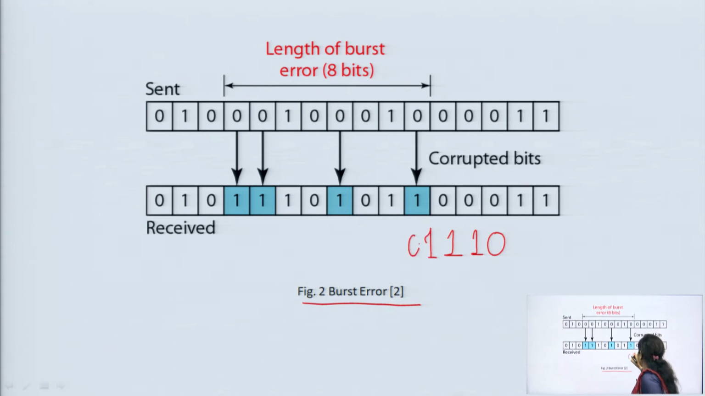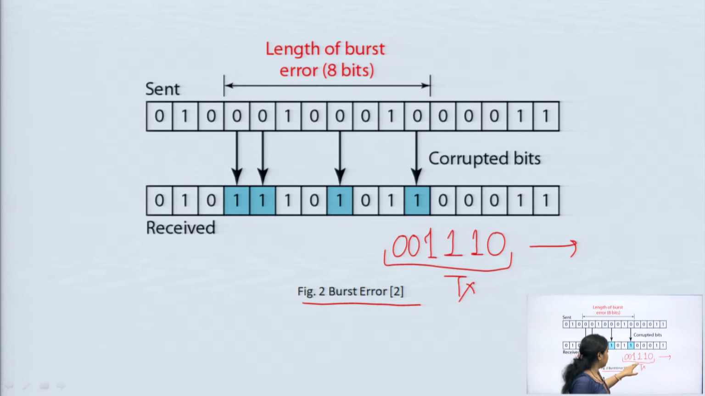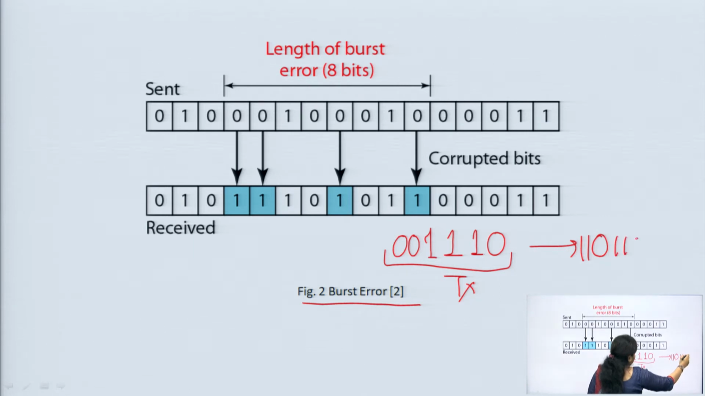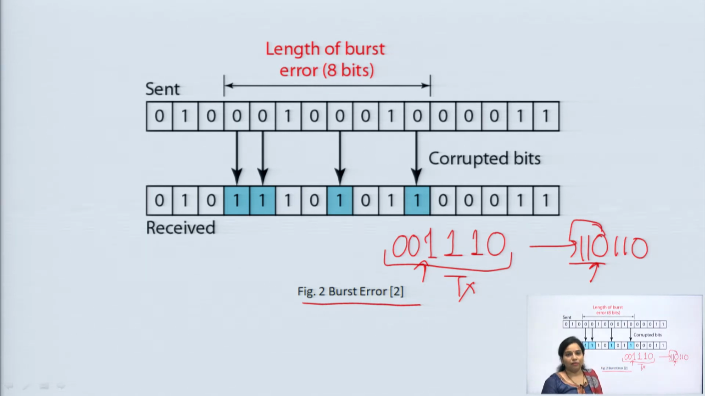Let us say I have transmitted this information at the transmitter side, like 0 0 1 1 0, and I have received this information. You can clearly see that these 3 bits are changed: the first 2 bits are changed from 0 0 to 1 1, and this bit has changed from 1 to 0. So 3 bits are changed. This is not a single bit error case where only 1 bit has changed; 3 bits have changed.